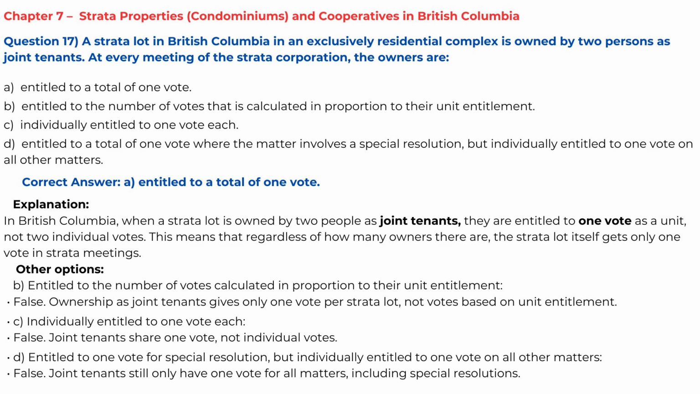Other options: B. Entitled to the number of votes calculated in proportion to their unit entitlement. False. Ownership as joint tenants gives only one vote per strata lot, not votes based on unit entitlement. C. Individually entitled to one vote each. False. Joint tenants share one vote, not individual votes. D. Entitled to one vote for special resolution, but individually entitled to one vote on all other matters. False. Joint tenants still only have one vote for all matters, including special resolutions.